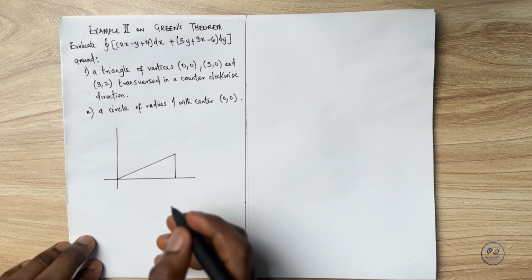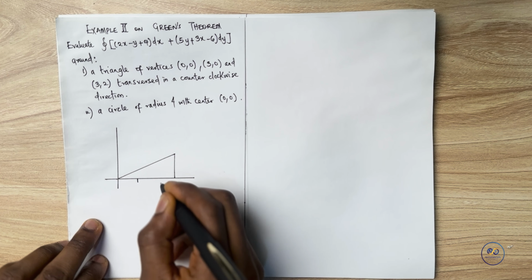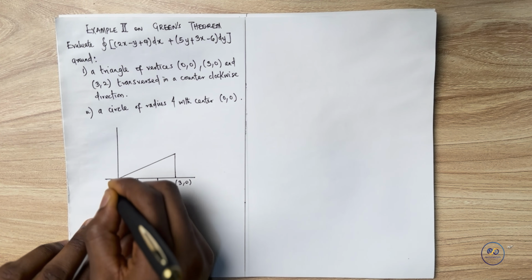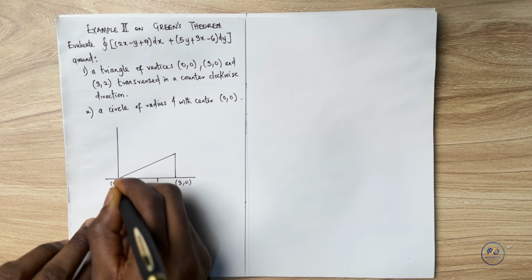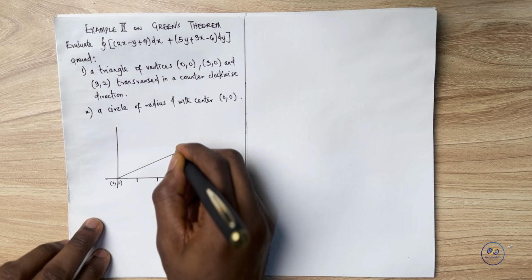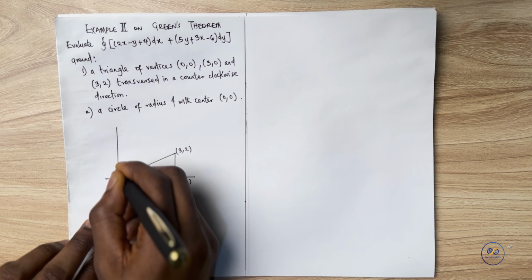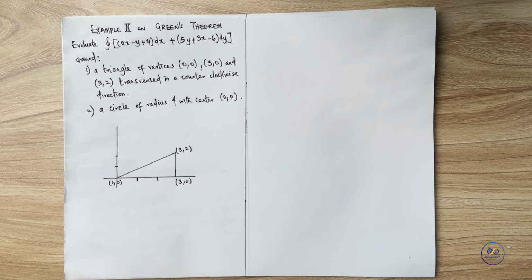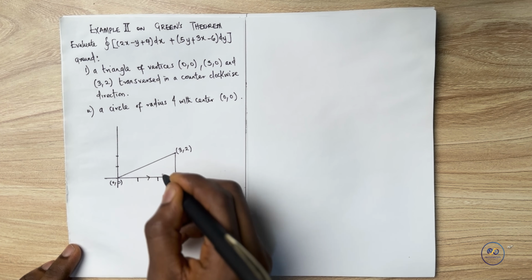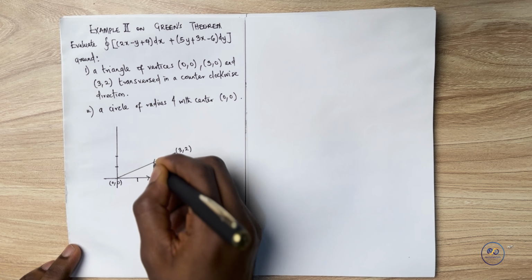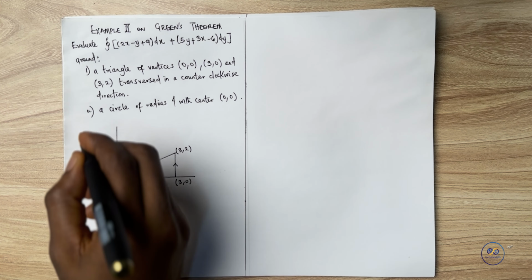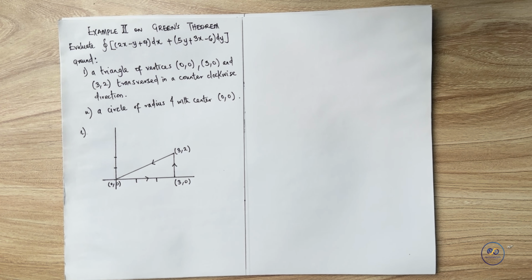So we have, of course, we can say this is 1, 2, and this is 3. So this is 3, 0 here. This is 0, 0, and then this can be 3, 2. So basically, we're saying counterclockwise. So we're going here, here, and then back here. So a full motion is completed. Of course, this is for the triangle, and we have written out the vertices.